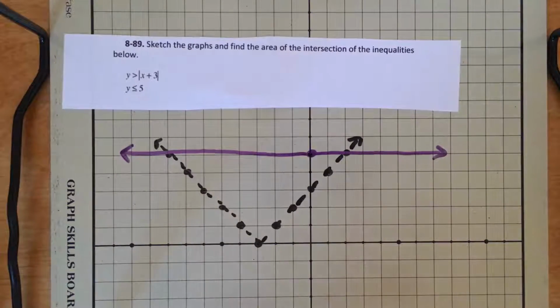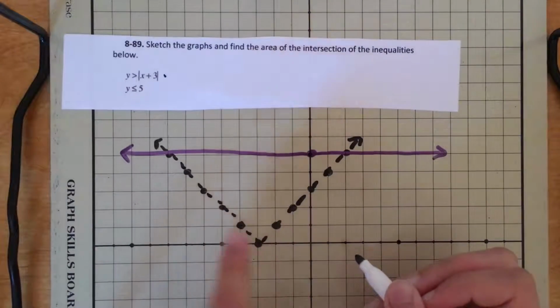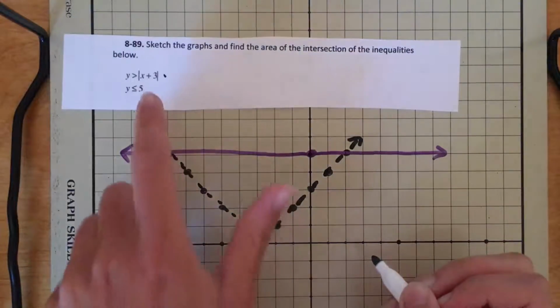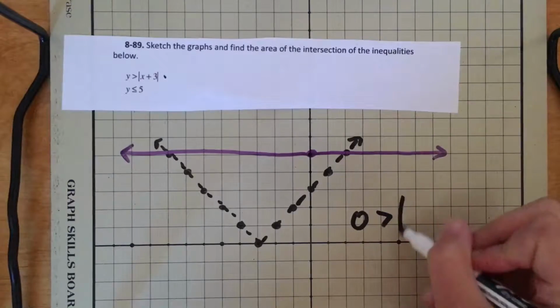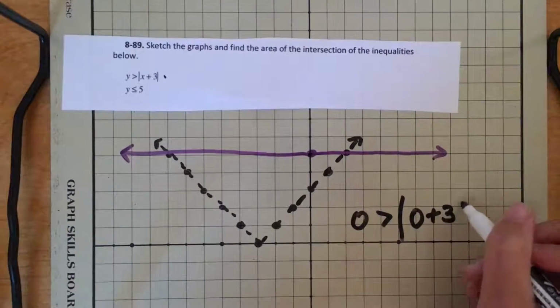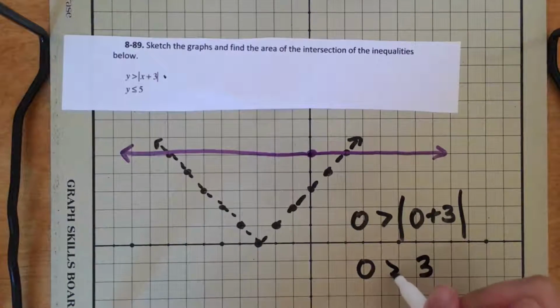So back to this first one up here, this is the black graph. It was greater than, so greater than is going to be above the shape of the graph, or we can plug in a point. If I plug in the point 0, 0, it's not on my absolute value graph at all. I'm going to plug in x is 0 and y is 0. So 0 would be greater than the absolute value of 0 plus 3. So we're going to see if this is true. So this is 3 and this is 3 in the end. So 0 greater than 3, no.